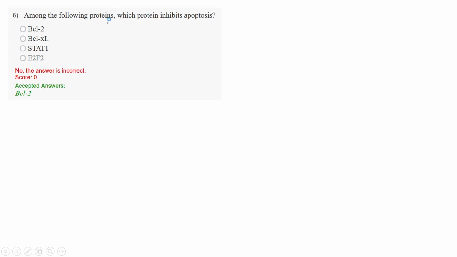Among the following proteins, which protein inhibits apoptosis? BCL2, BCL-XL, STAT1, E2F2. The correct answer will be BCL2 here. BCL2 will inhibit apoptosis in this case. Is this clear to everyone, or is there any doubt in the other options?